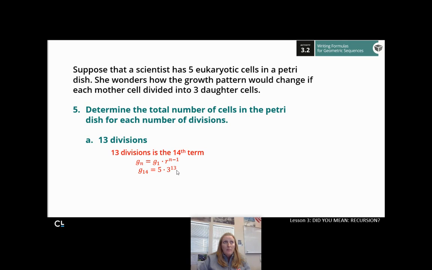Please grab a calculator. Please remember PEMDAS means that you need to do your exponents before you multiply. Exponents first. So 3 to the 13th power, according to my lovely calculator, is 1,594,323. Now I can multiply that by 5. And it turns out after 13 cell divisions, I have 7,971,615 cells. That's a lot of cells.